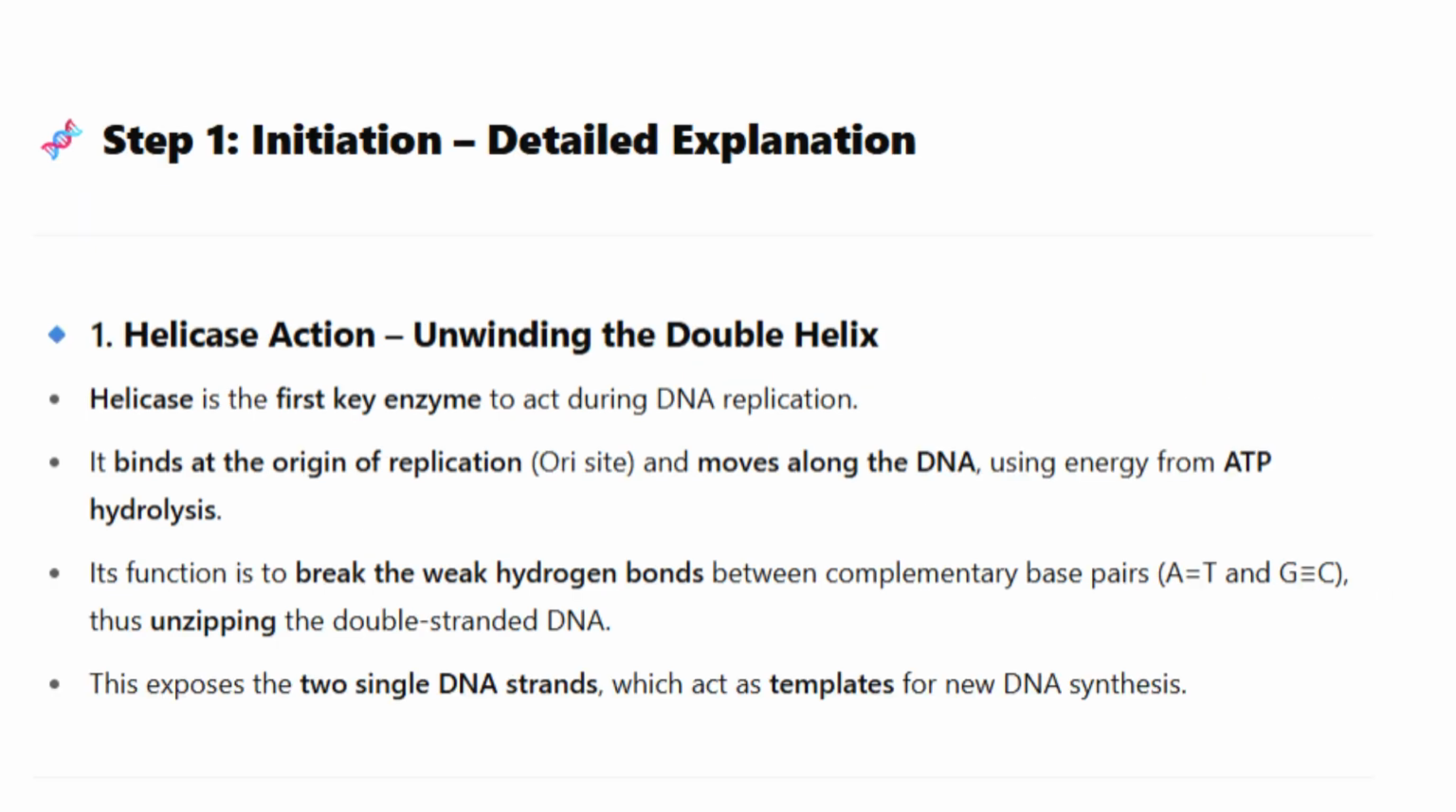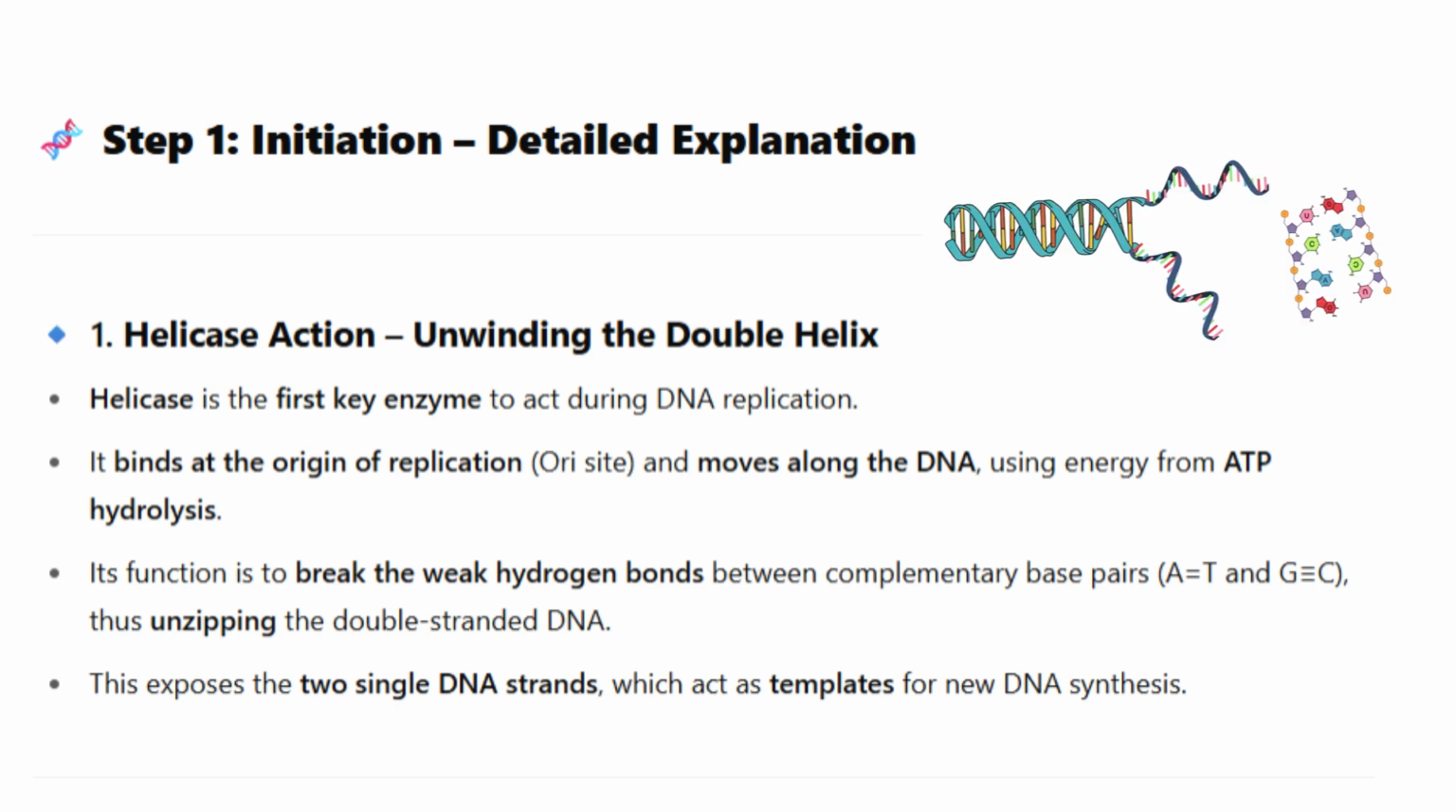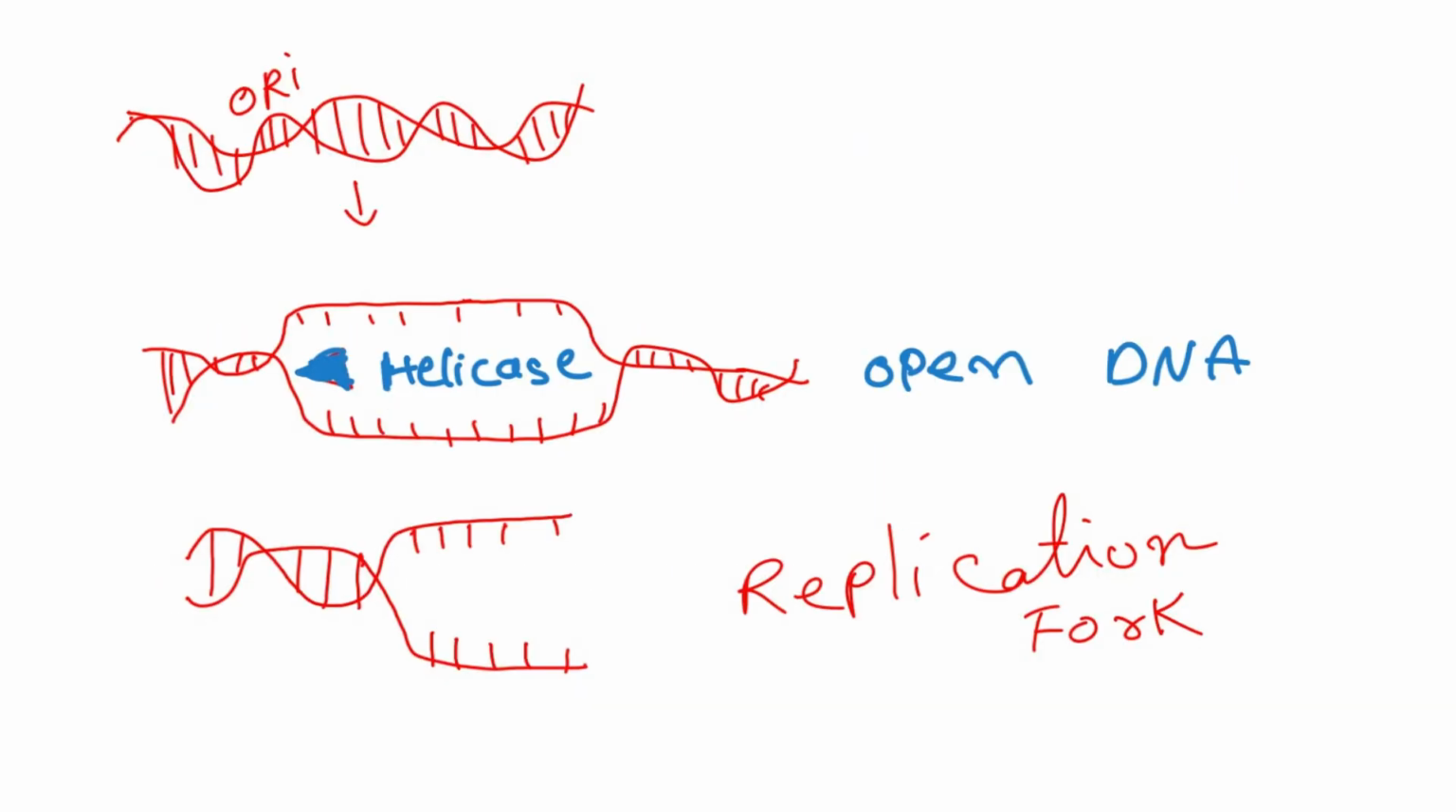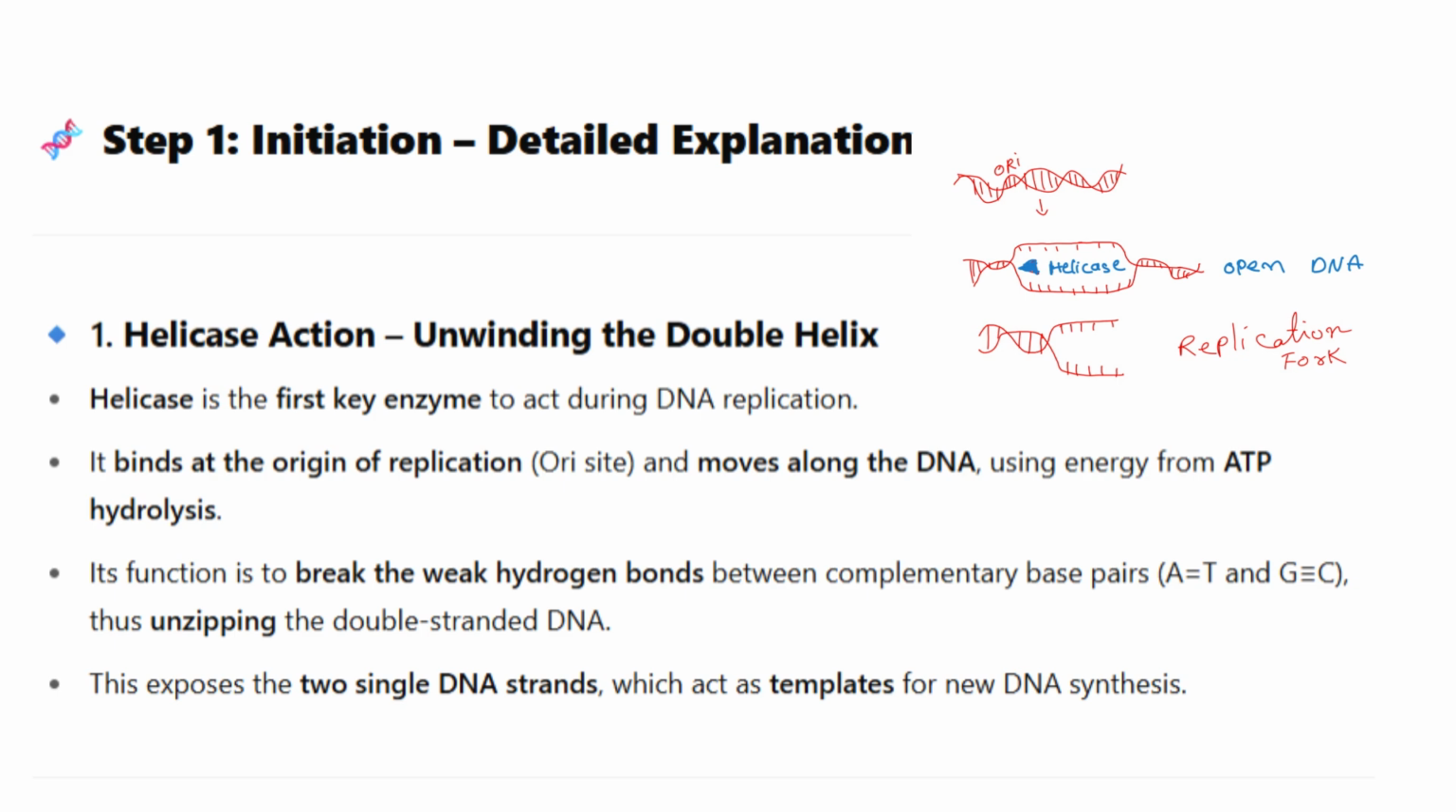Step 1. Initiation. Detailed explanation. 1. Helicase action. Unwinding the double helix. Helicase is the first key enzyme to act during DNA replication. It binds at the origin of replication, the ORI site, and moves along the DNA, using energy from ATP hydrolysis.